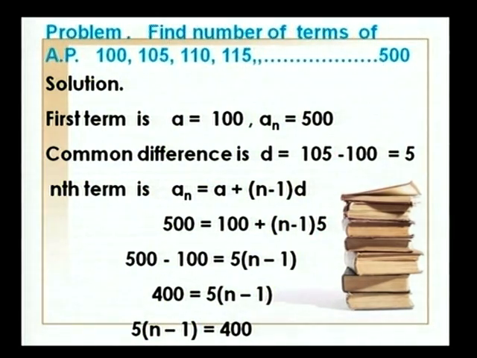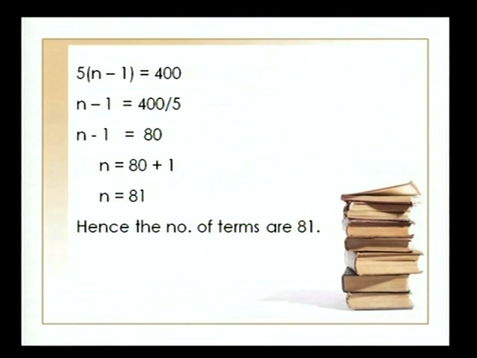Then an is equal to a plus n minus 1 into d. Then given an is equal to 500, substituting the values, that means 100 plus n minus 1 into 5. Then transposing the 100, plus 100 becomes minus 100. Then 500 minus 100 is equal to 5 into n minus 1. Then 500 minus 100 becomes 400, so 5 into n minus 1 is equal to 400. Then n minus 1 is equal to, here the 5 is taking the multiplication there, so by transposing it becomes division. So, 400 by 5. Then n minus 1 is equal to 80. Then n is equal to 80 plus 1. So, the nth term of this progression is 81.